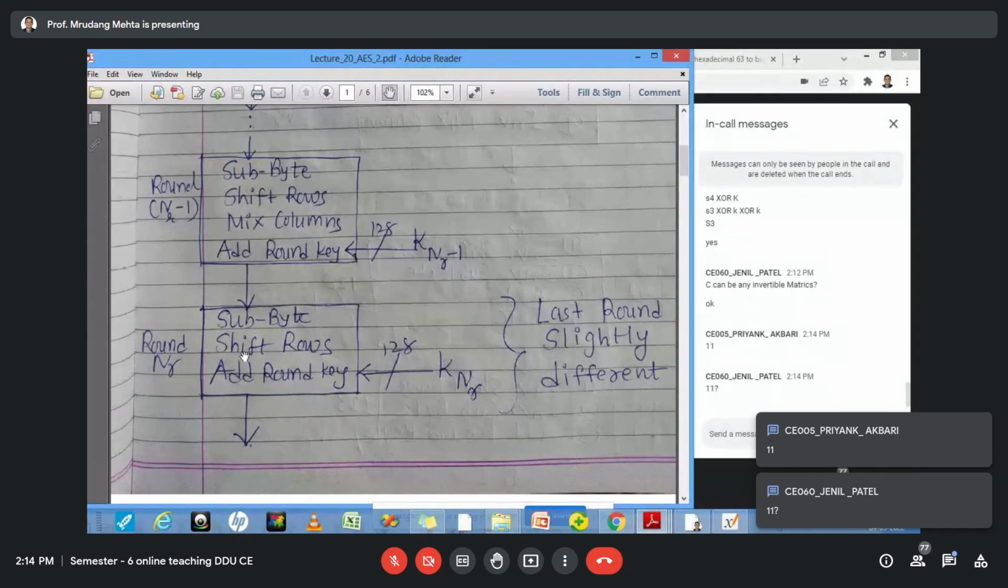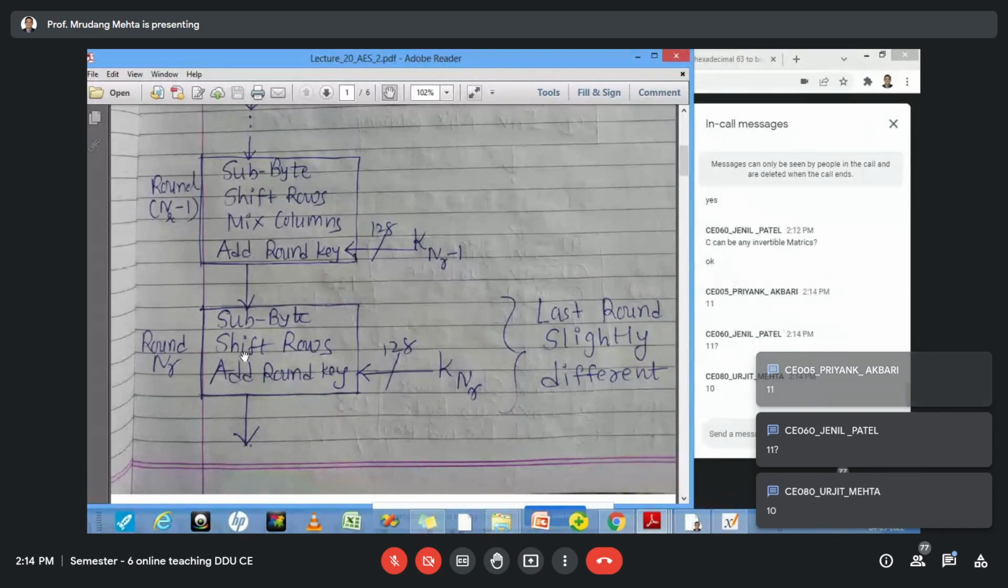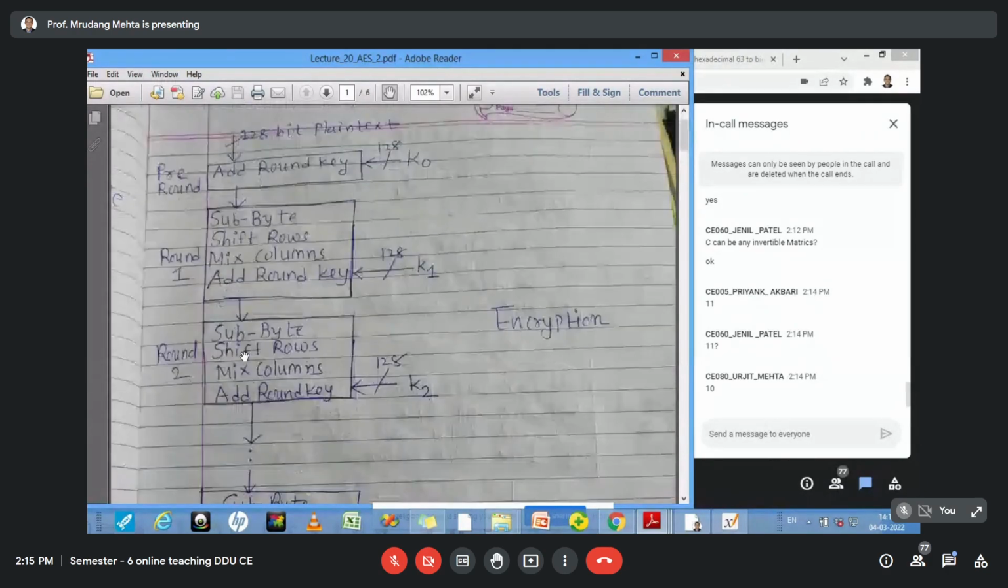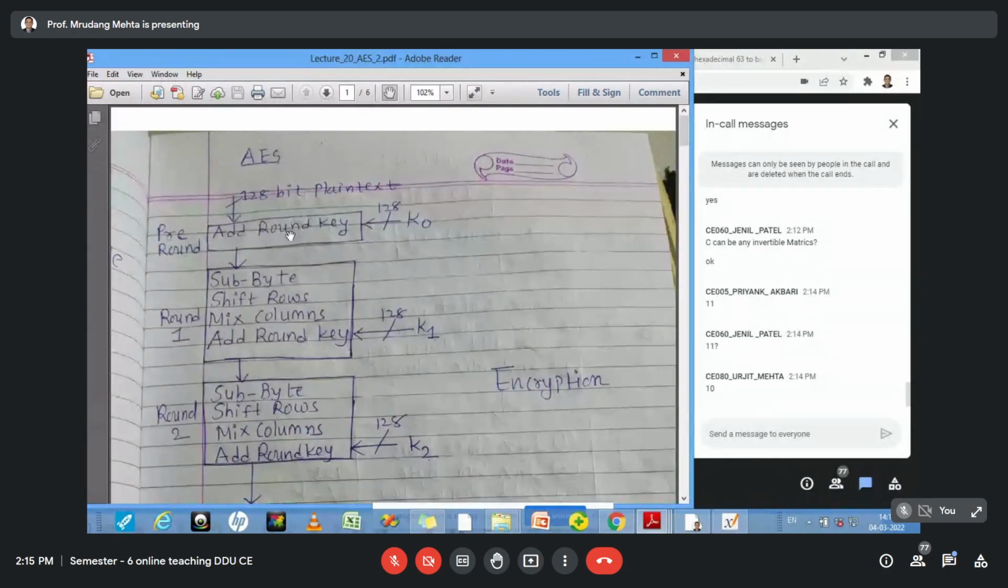Ten rounds plus pre-round. 10 rounds plus 1 pre-round, so 11 is also a correct answer. But the round operations are the same in the 10 rounds. In pre-round, there is only add round key, only one operation. Okay, Urjit, so the answer is 10.